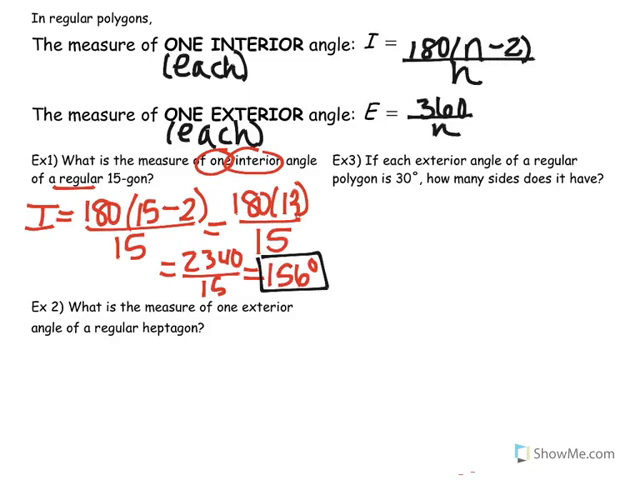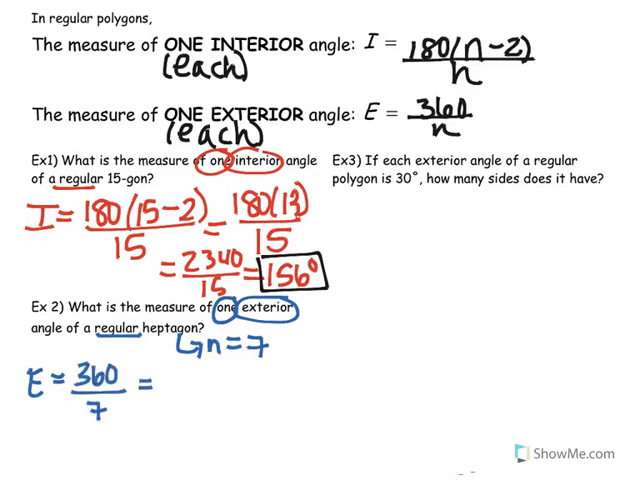Let's look down at example 2. Example 2 says, what is the measure of one exterior angle of a regular heptagon? Now remember, heptagon means that my n is going to be 7. One exterior, well, that's my E formula, right? E equals 360 divided by n, and n here is 7. So 360 divided by 7 gets me 51.42, but I want to round to 1 decimal place, and that 2 means that the 4 is going to stay the same. It's not going to round up. So 51.4 degrees, and there's my one exterior angle.